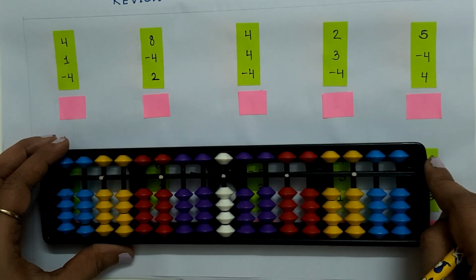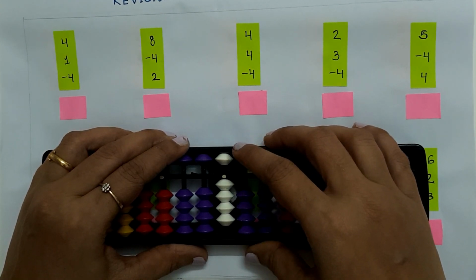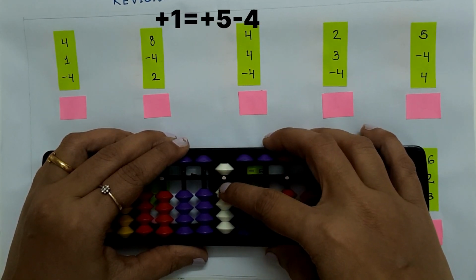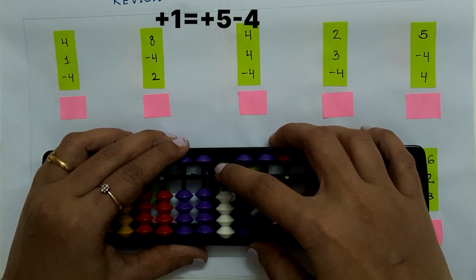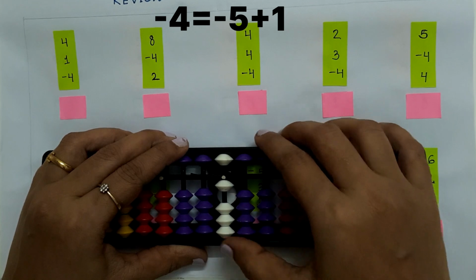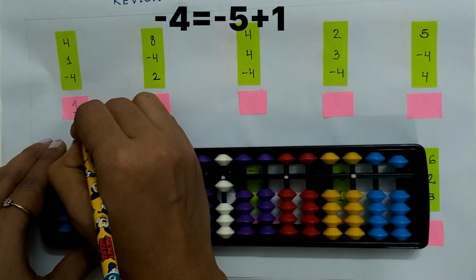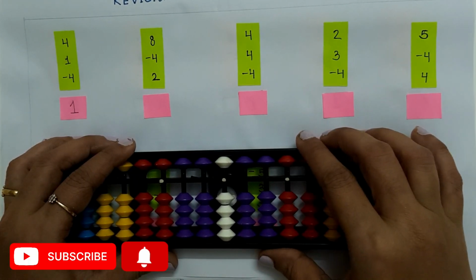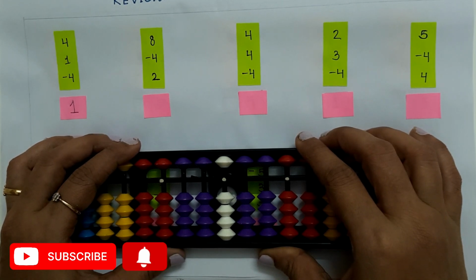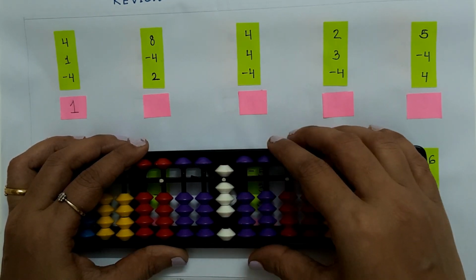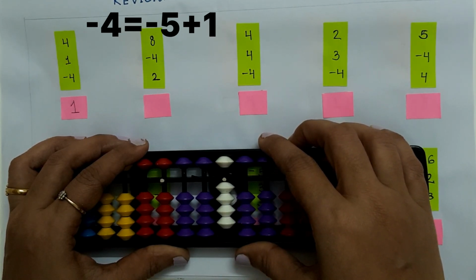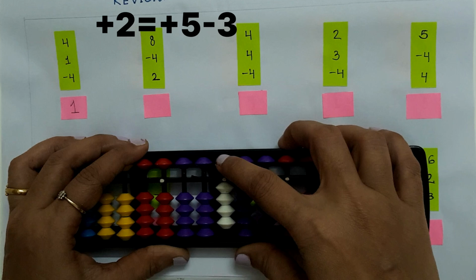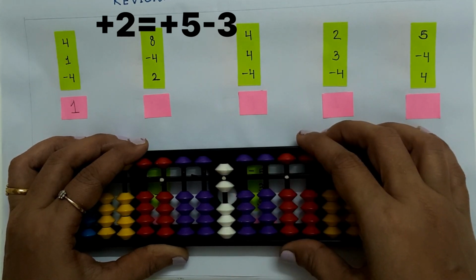Our first example is 4 plus 1 minus 4. 4 plus 1 is plus 5, minus 4. Next is minus 4. Minus 4 is minus 5 plus 1. Answer is 1. Coming to the next example, that is 8 minus 4 plus 2. 8 minus 4 is minus 5 plus 1, then plus 2. Plus 2 is plus 5 minus 3. Answer is 6.